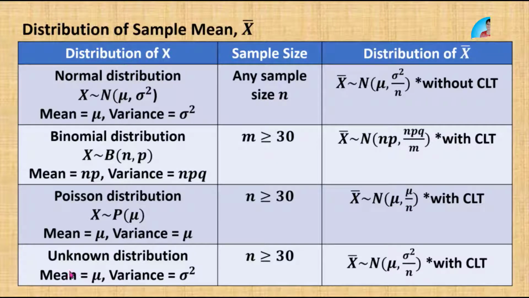And if X is an unknown distribution with mean mu and variance sigma squared, then the distribution of the sample mean is approximately normal under the central limit theorem, provided that the sample size is greater than or equal to 30, where the mean of the distribution of the sample mean is the same as the population mean, but the variance is the variance of the population divided by the sample size.